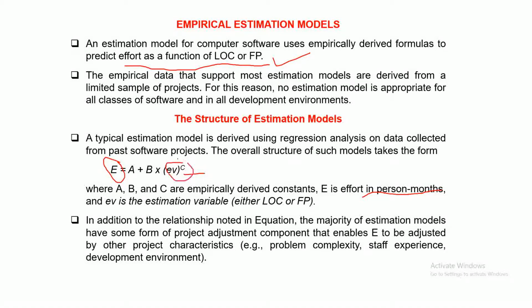EV is your estimation variable, whether you are using a lines of code based problem or a function point based problem. And A, B and C are empirically derived constants. Empirically derived constant means that based upon certain experiences, based upon studies carried out on similar kinds of projects which have been completed before, the values of A and B are fixed after due research.